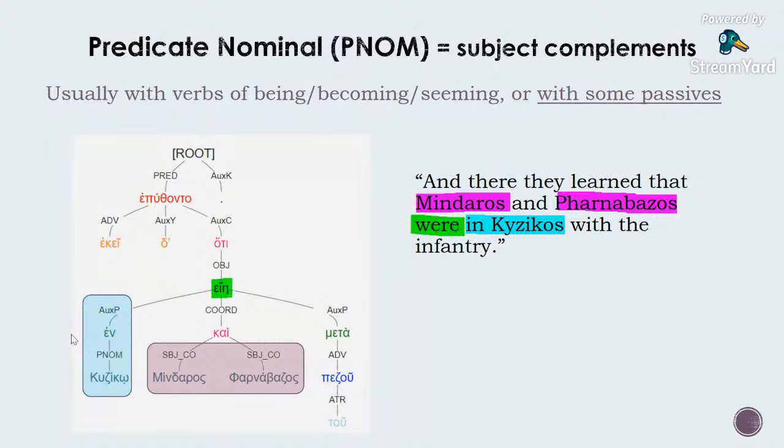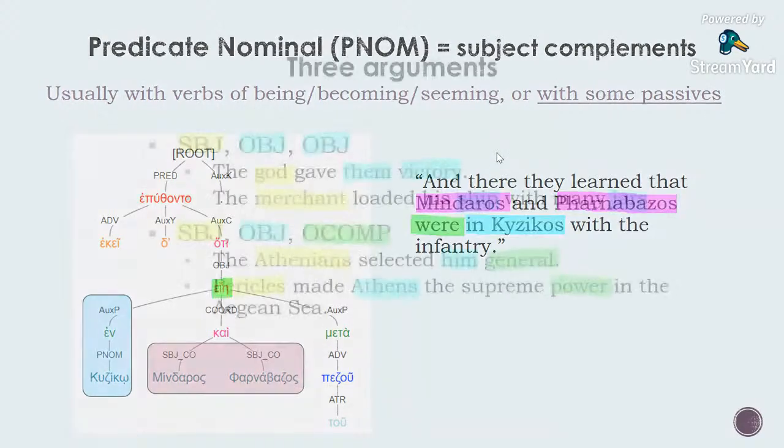Predicate nominatives are the complements of the subject. So this also functions with passive verbs. Here's a case where we have Mindaris and Pharnabates were in Cyzicus. It's within a subordinate clause, but we still have the same thing happening. You can get this with some passives as well.